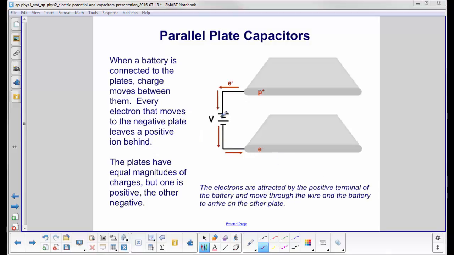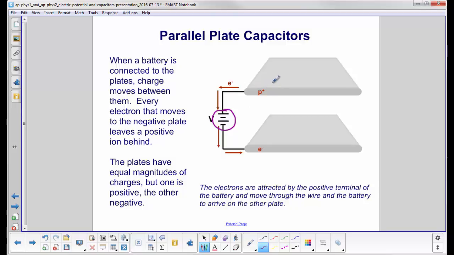We now connect a battery to the two plates. Charge moves between the two plates, and actually we haven't shown you what the symbol for a battery is yet, but this is a battery. We'll cover that in the next unit. Horizontal lines, long, short, long, short. Or you could just do two of them, or you could do six. I like using four. So this is a battery, which is a source of electric potential.